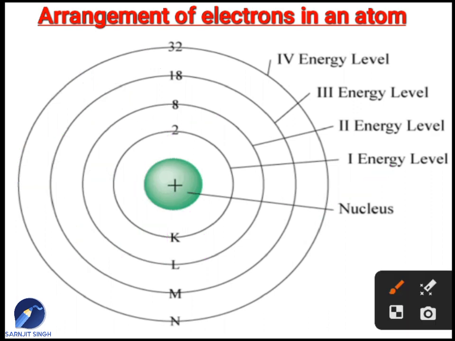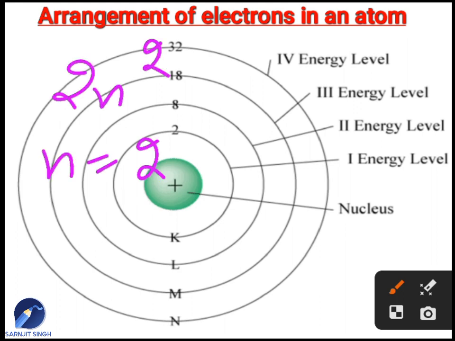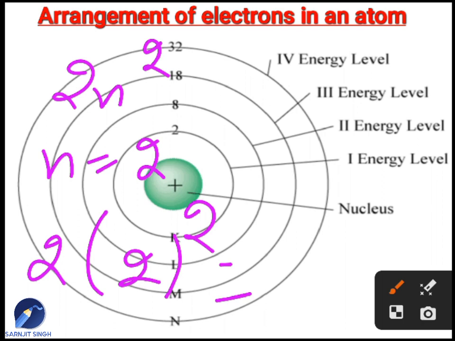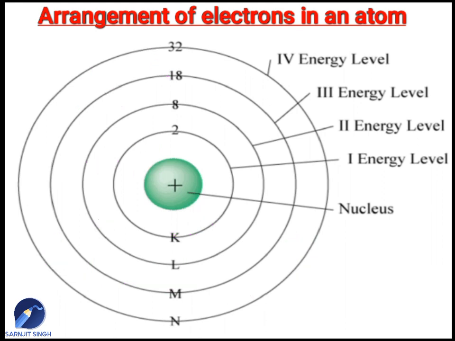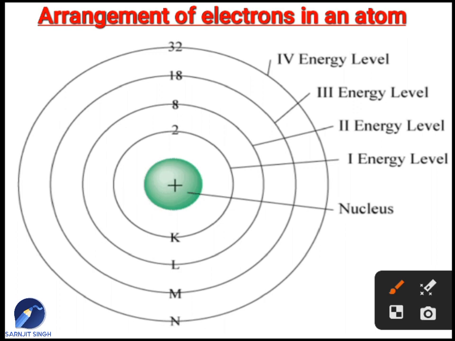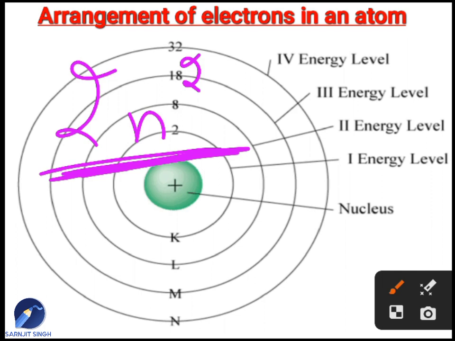And for the second energy level, n is equal to 2. So if you put in the value n equal to 2, then you will get 8. That means the maximum capacity of the second energy level is 8. Similarly, you can easily find the maximum capacity of the third energy level, that is 18, by using this formula, 2n squared. If you put n equal to 3, then you will get the answer, and so on.